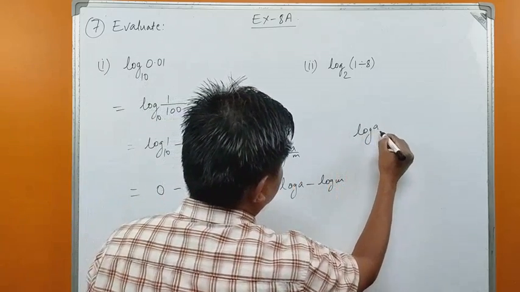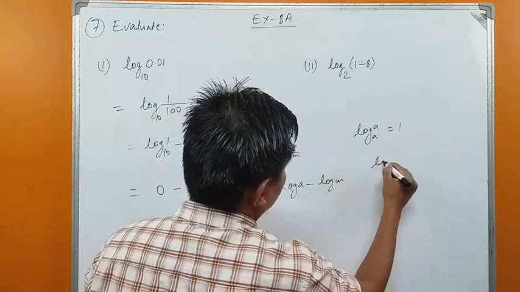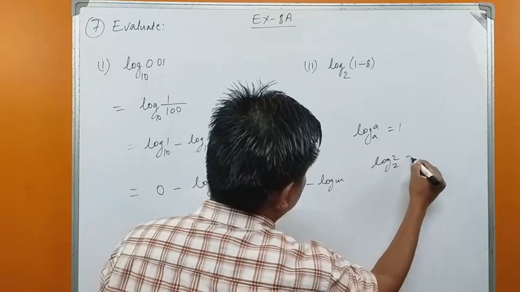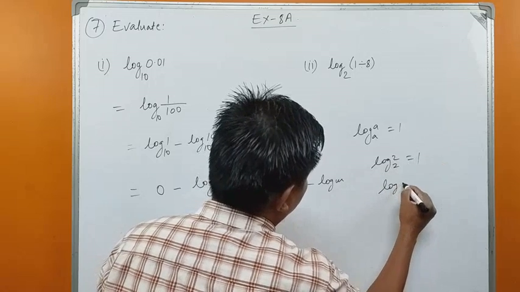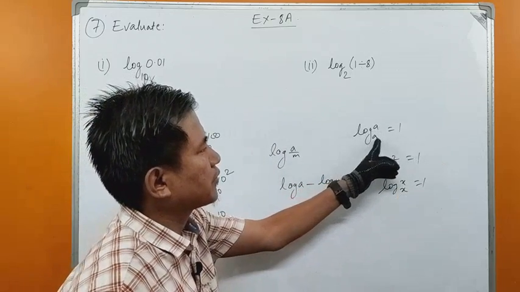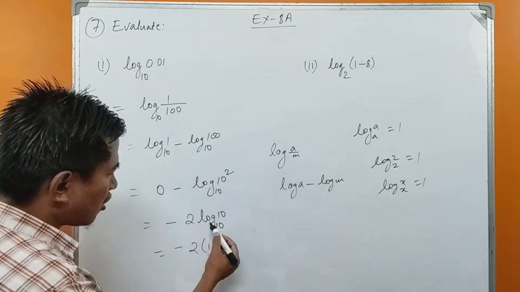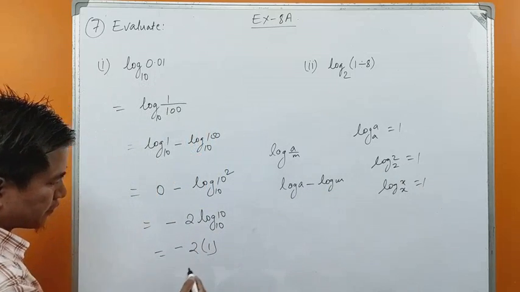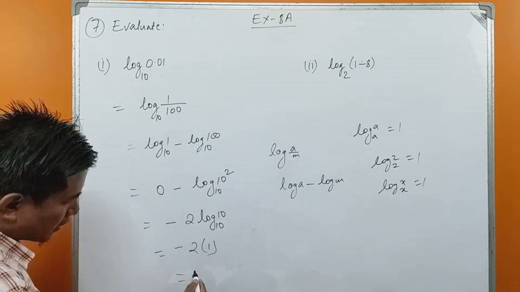Now log 10 to the base 10 means 1, isn't it? Log a to the base a means 1. Log 2 to the base 2 means 1. Log x to the base x means 1. Log of a number to the same base is always 1. So log 10 to the base 10 means 1. This gives us minus 2 into 1, which is minus 2.